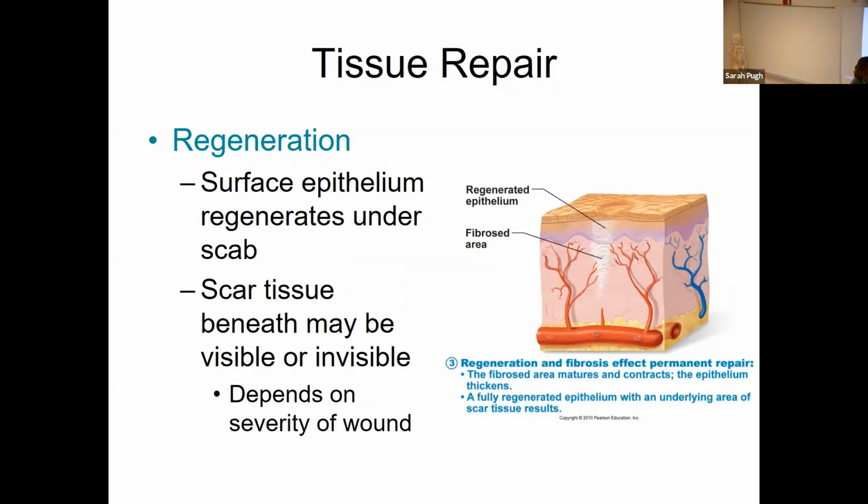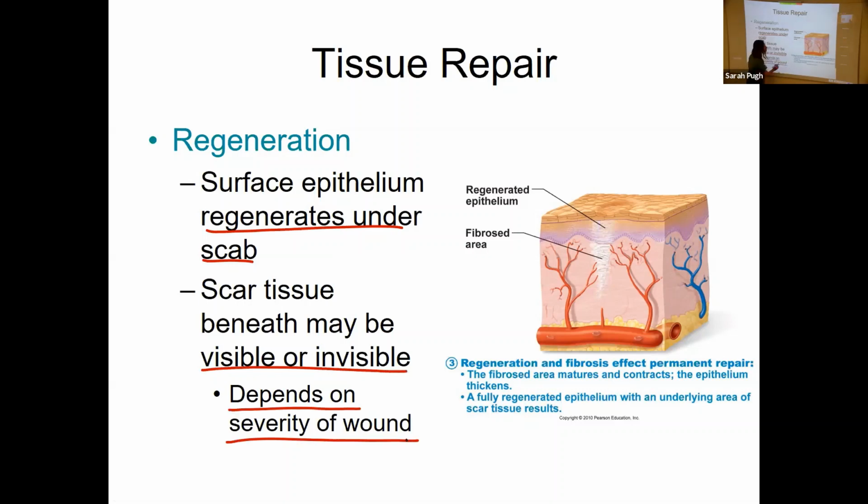And then the very last step is regeneration. Regeneration means that you're going to regenerate that surface epithelium underneath that scab. You may see a scar if you had to go through fibrosis, if you had to replace that with some kind of scar tissue. Okay, so a scar might be visible or invisible. It just depends on the severity of the wound. How bad was it? Can you see that scar tissue or not?